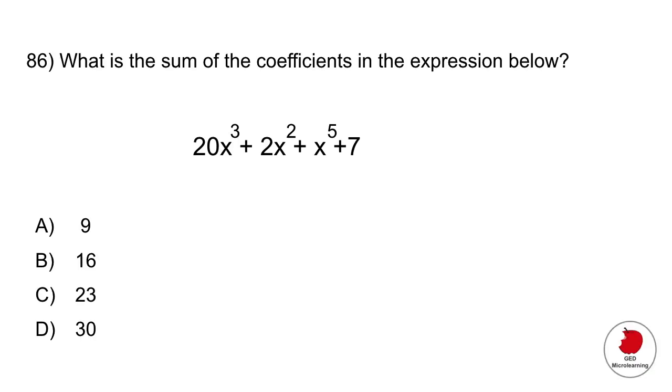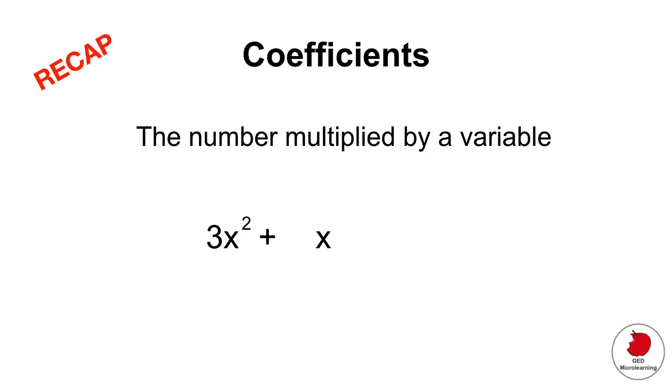Okay, so here it says, what is the sum of the coefficients in the expression below? So first of all, let's remind ourselves what a coefficient is. So the official definition is that it is a number multiplied by a variable. Okay, so in this case, you have 3, which is multiplied by the variable x. And here in front of the x, you have, even though it's not written, a number which is 1. Okay, so these two are coefficients. All right, another easy way to remember it is just to say whatever is in front of the x.